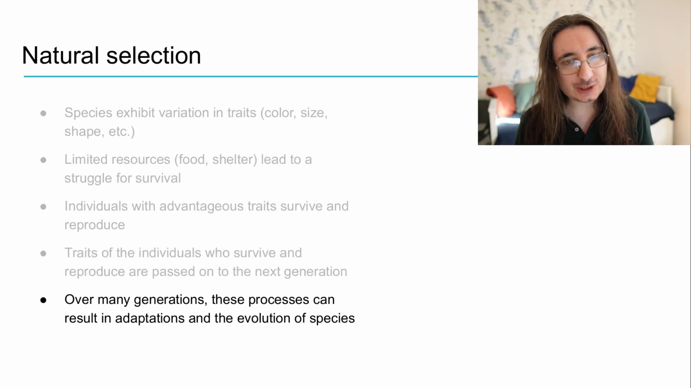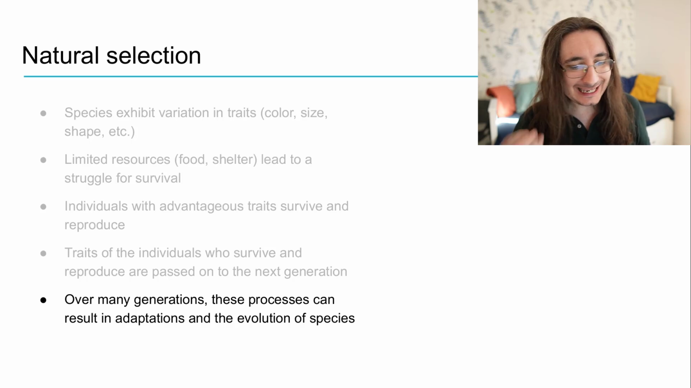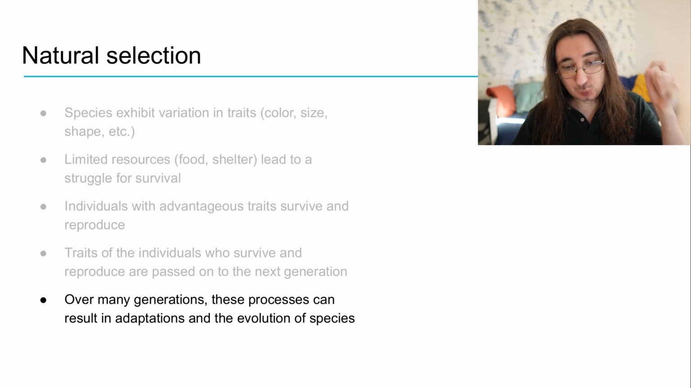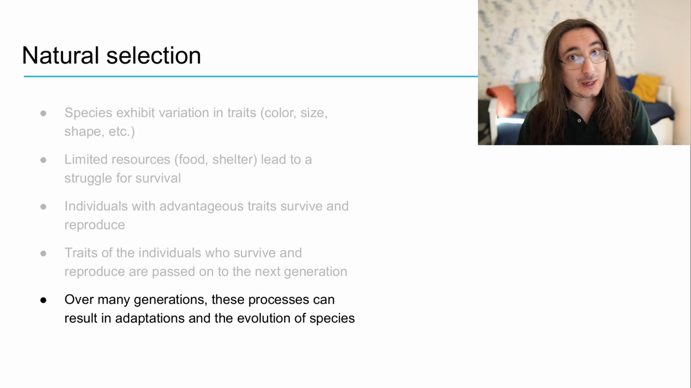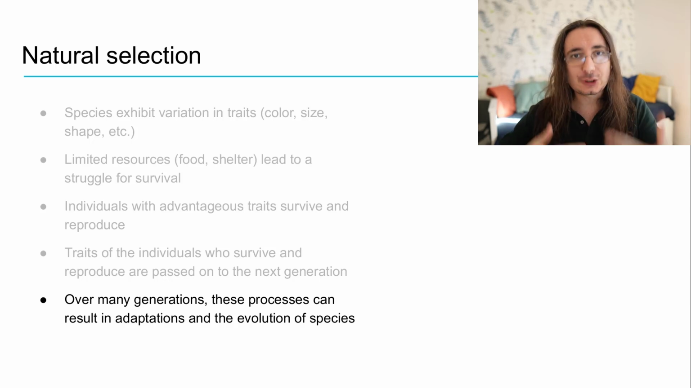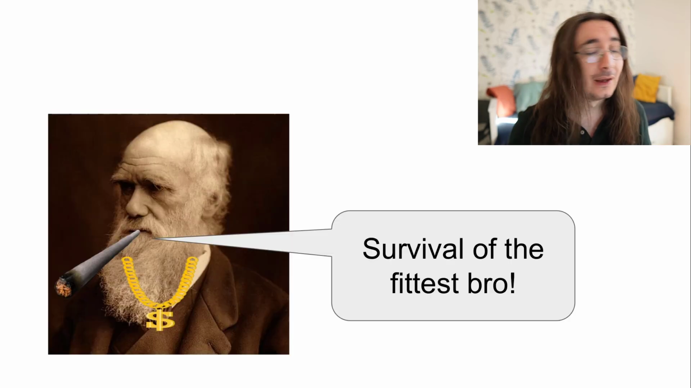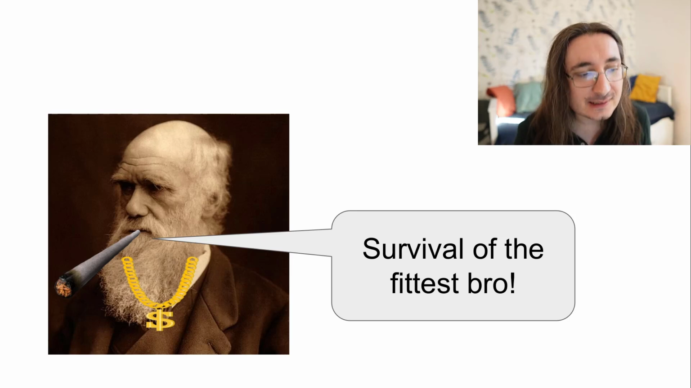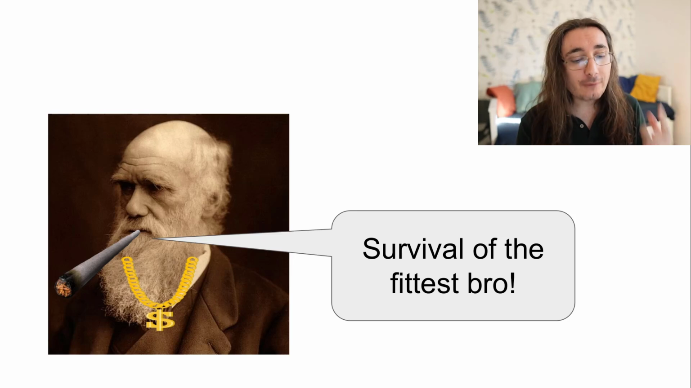Over many generations, what this leads to is a process of adaptation and evolution of the species, because the traits that are the most advantageous are going to replace those traits that are the least advantageous. And this is natural selection for you in a nutshell. And as old Uncle Charles Darwin would say, this is the survival of the fittest.